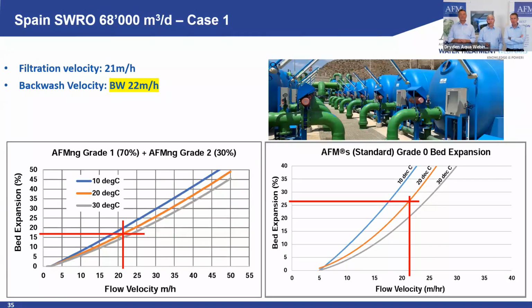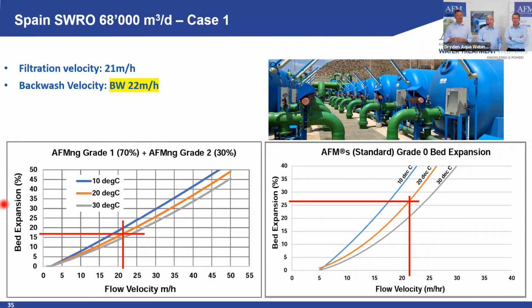So as you just learned, we want to have a minimum bed expansion of 15%. Here we have a combination of our grade 1 and grade 2, which is a support layer. Remember, here we have a backwash velocity of 22 meters per hour. We cannot change it. It's installed. It's a retrofit. So we have to adjust our layering to compensate for exactly this. That's what I did in this project.